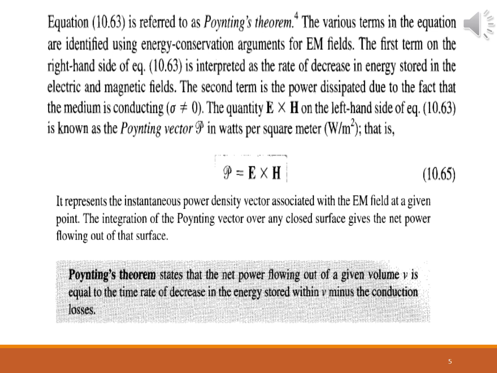Now that we've derived the equation corresponding to the Poynting theorem, and we've also defined what we mean by the Poynting vector, we come to the statement of the Poynting theorem. Poynting theorem states that the net power which is flowing out of a given volume V is equal to the time rate of decrease in the energy stored within the volume minus the conduction losses. Conduction losses correspond to the ohmic losses itself. I believe that statement is self-explanatory, and you're supposed to know the statement of Poynting's theorem.